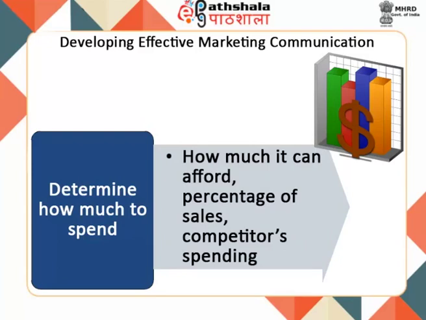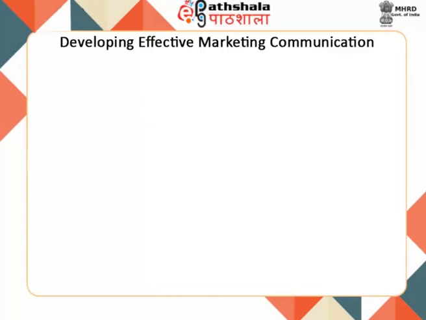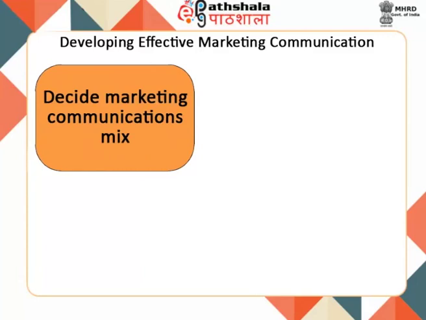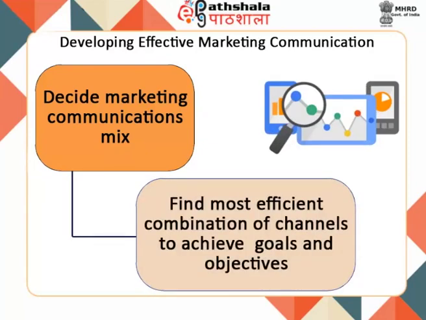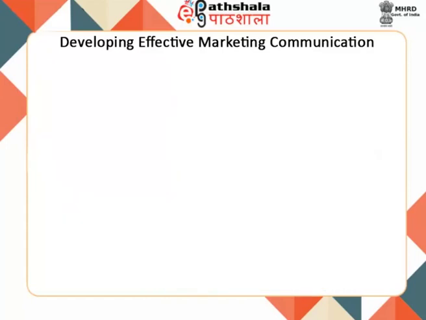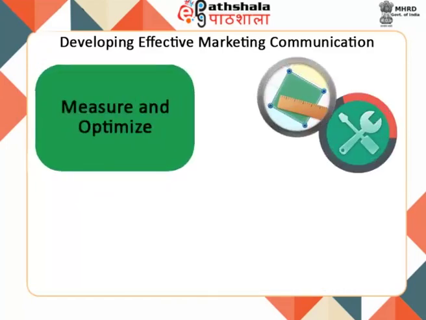This decision can be based on how much they can afford, a percentage of sales, or even a competitor's spending on communications. The next step is to decide on a marketing communications mix. Depending on the market and target audience, some communications channels can be more effective than others. Marketers must find the most efficient combination of channels, aka the marketing communications mix, necessary to achieve their goals and objectives. The last step is to measure and optimize.